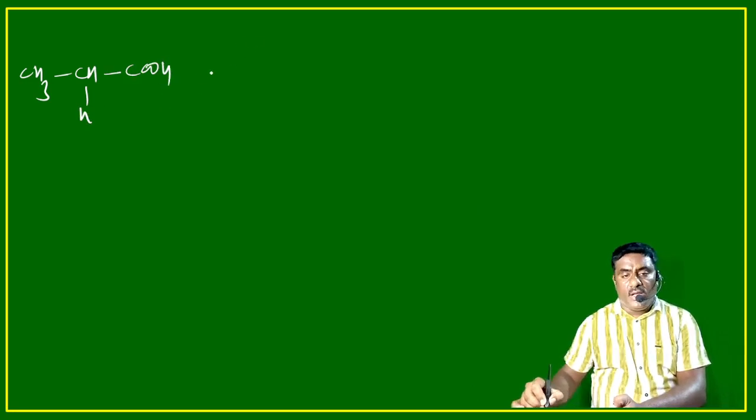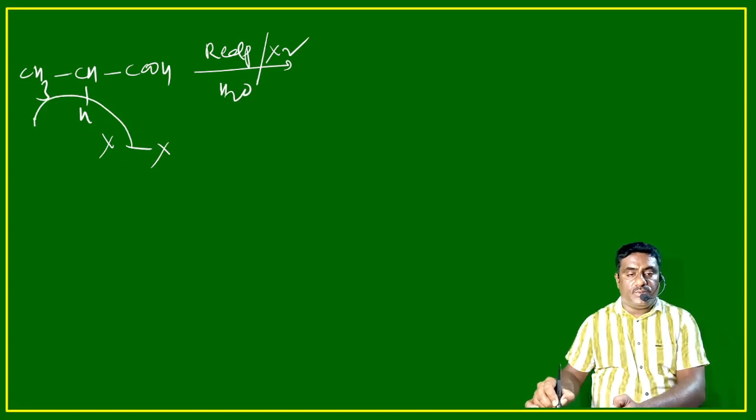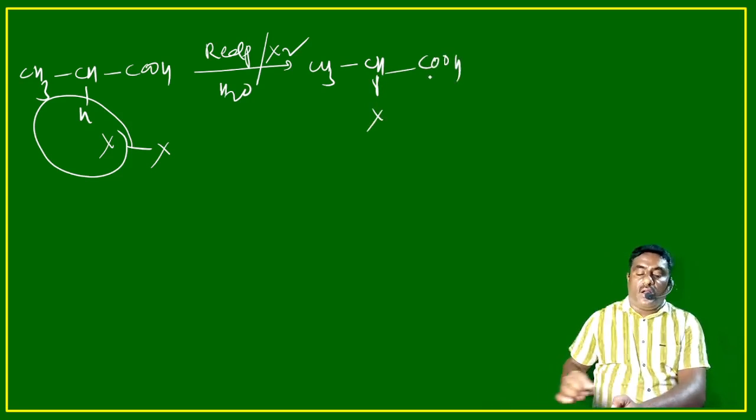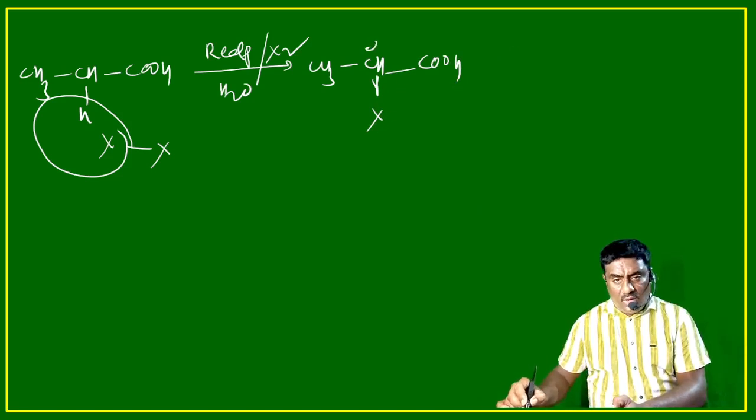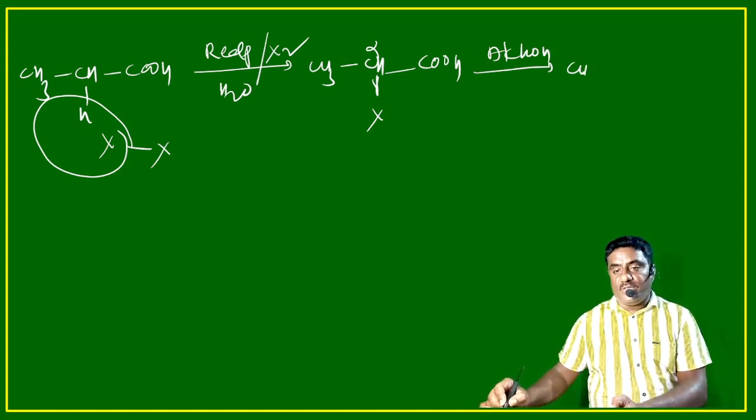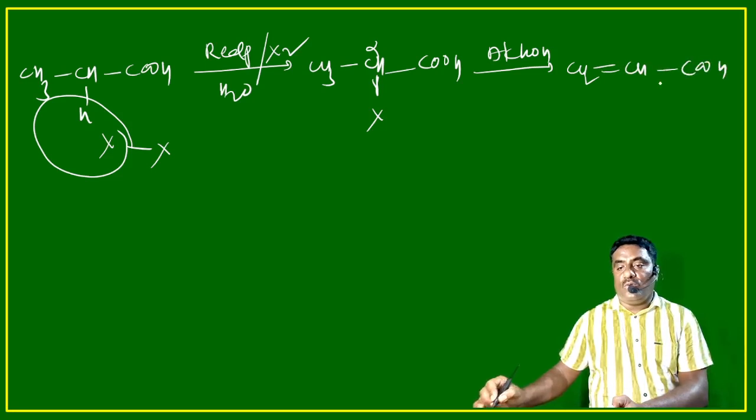Let's take an example. CH3CH2COOH in the presence of red phosphorus with X2 and H2O. What happened? Very simple, it is X2, so HX. The alpha hydrogen is replaced by a halogen atom to form an alpha halocarboxylic acid. The alpha halocarboxylic acid in the presence of alcoholic KOH undergoes an elimination process. It forms CH2=CHCOOH.